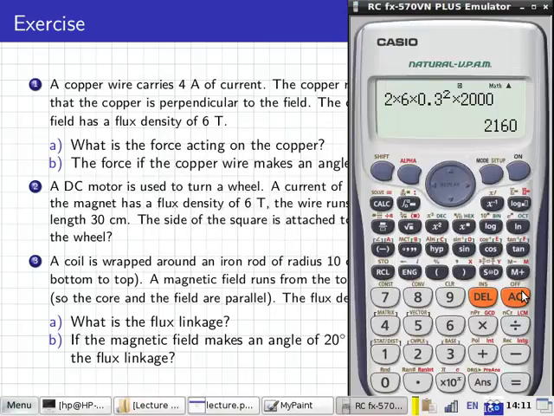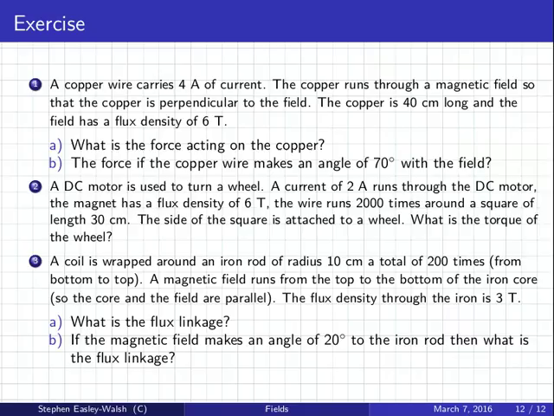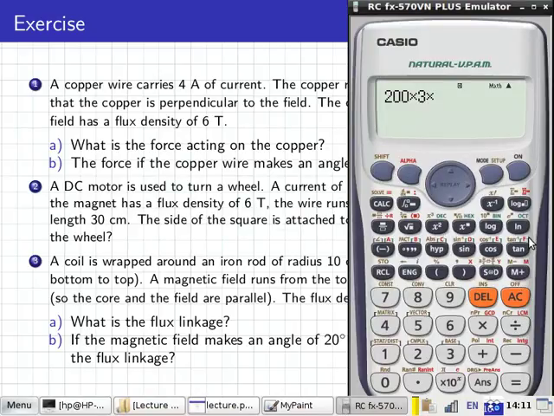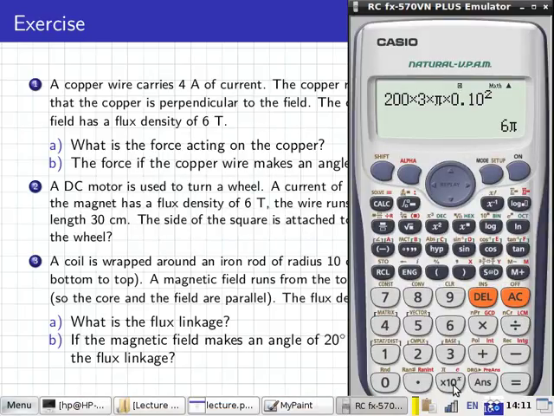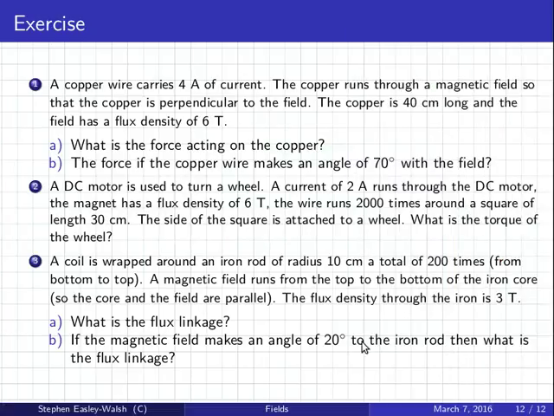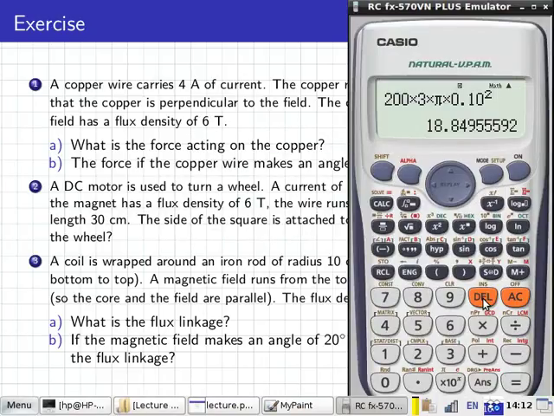That's the NBA one, isn't it? So what's that now? 200 times N times B times A, which is pi r squared. Did you get 18.85 Webers? Yeah. And if there's an angle of 20, then we times this by cos 20, and the final answer is 17.7 Webers.